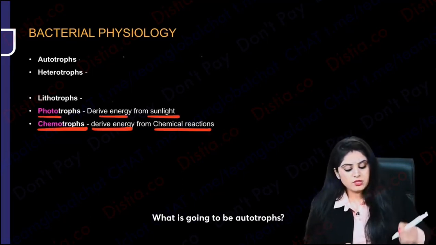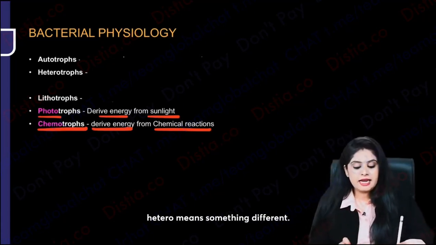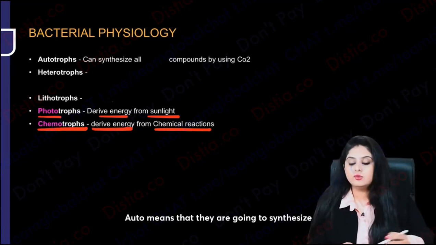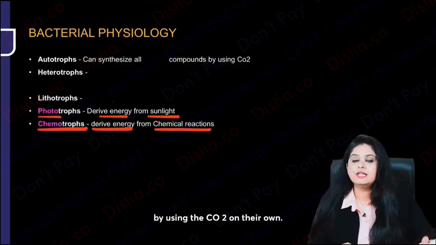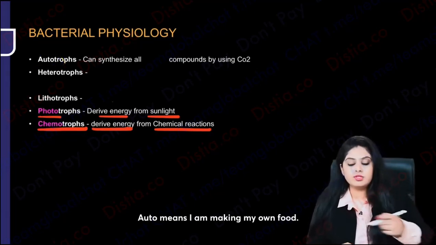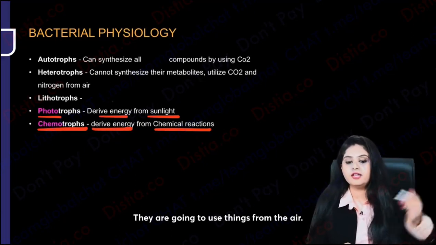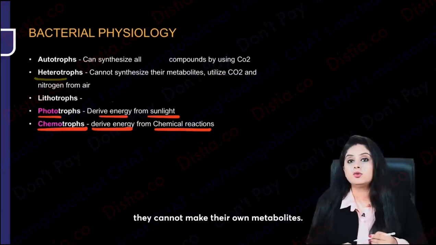Okay. What are autotrophs? Auto means same, self. Hetero means different, and litho will mean inorganic. So let's start. Auto means that they are going to synthesize all their compounds by using CO2 on their own. So they will make their own compounds. Auto means I am making my own food. On the other hand, heterotrophs cannot synthesize their own foods. They are going to use things from the air. They will utilize CO2 and nitrogen from the air because, being hetero, they cannot make their own metabolites.